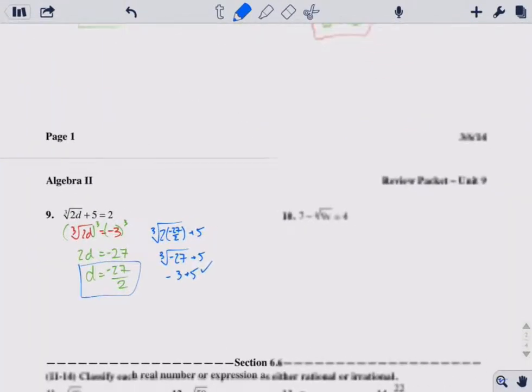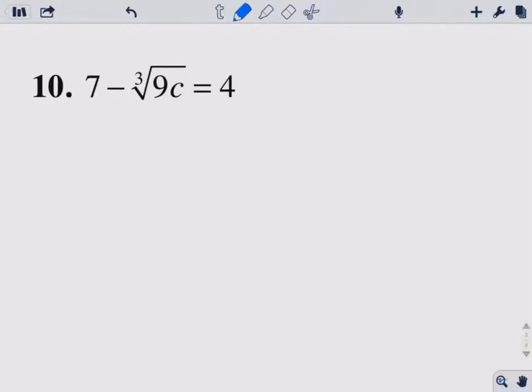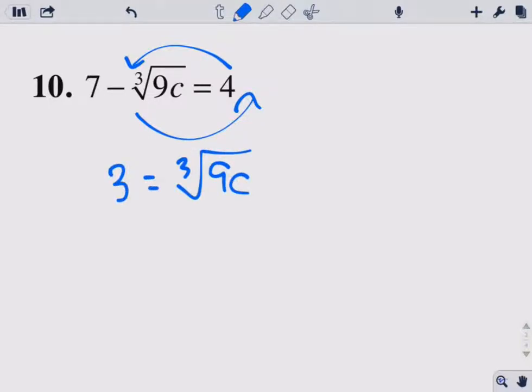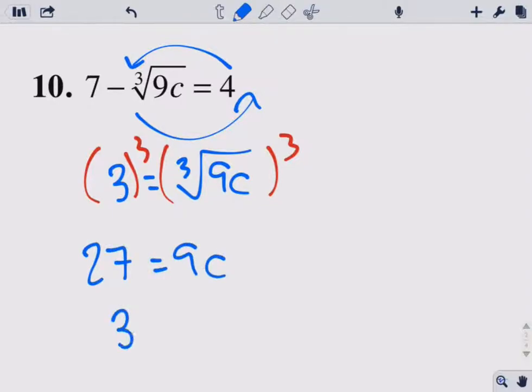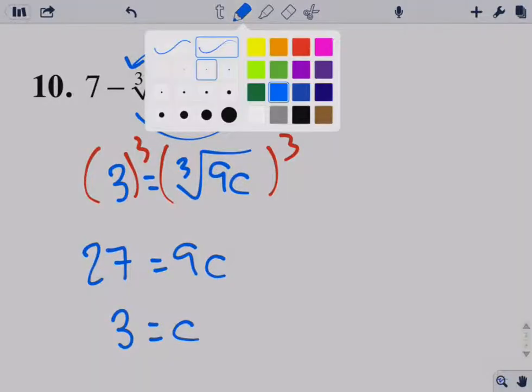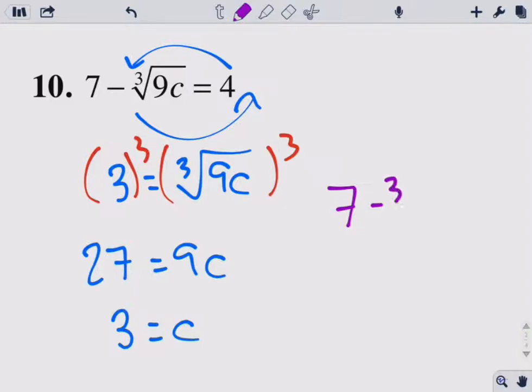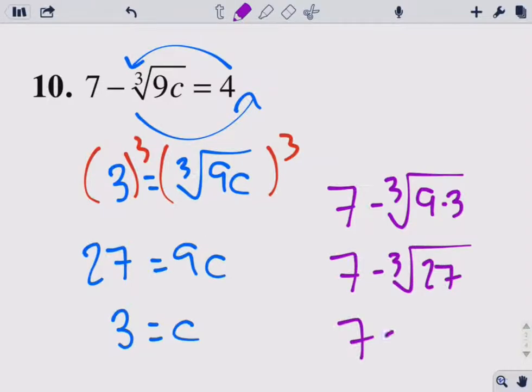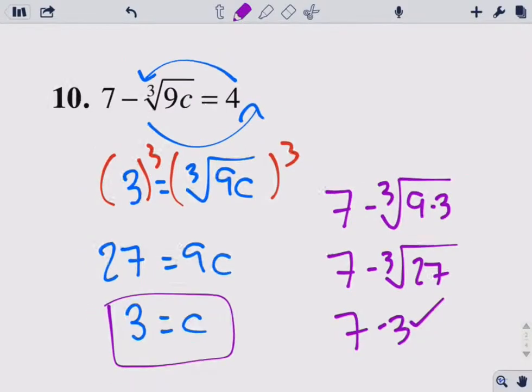That was number 9. Number 10, again, isolate the radical. So I'm going to move that over there, so we'll get 3 is equal to the cube root of 9c. Undoing the cube root, I cube. So I get 27 is equal to 9c, or 3 is equal to c, because 27 divided by 9 is 3. I check it. To check it, I do 7 minus the cube root of 9 times 3. 7 minus the cube root of 27, 7 minus 3, that works. Alright, so those are my answers through 10.